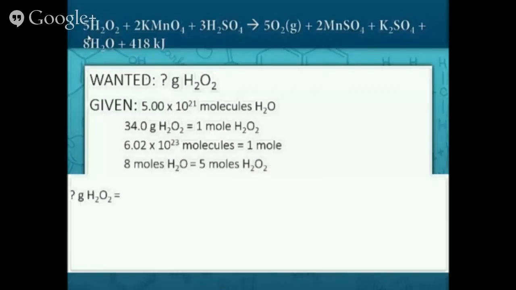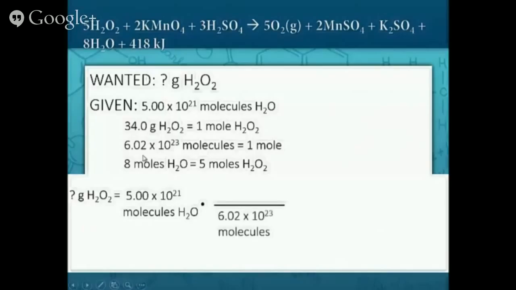Now we're ready. Question mark wanted. Question mark grams of hydrogen peroxide is equal to 5.00 times 10 to the 21 molecules of water, dot line. To convert molecules of water to moles of water, we're going to put molecules in the denominator to cancel out the units, which is equal to 1 mole of water. And notice the molecules of water cancel out.